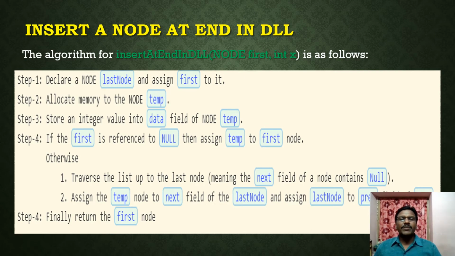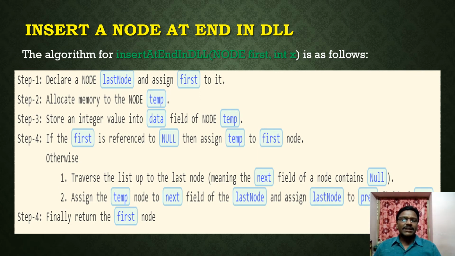Then allocate memory to node temp. It means create the temp variable, then allocate the memory also. After the memory allocation, store the integer value into the data field of node temp. Then, if the first is referring to null, it means the first is representing null, then assign the temp to first. It means it is only one node, that is the first node and last node also.